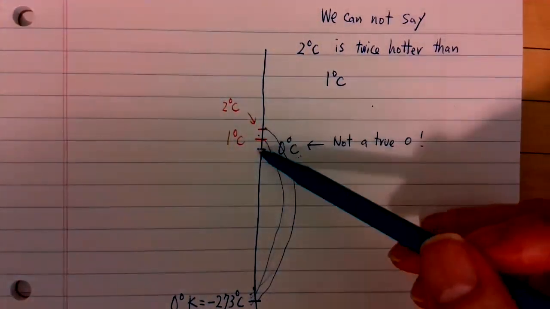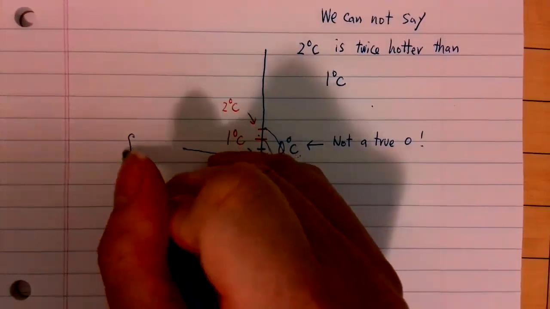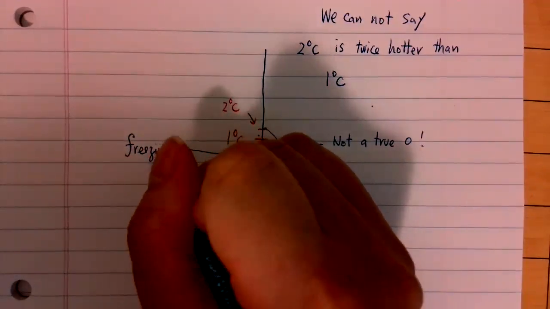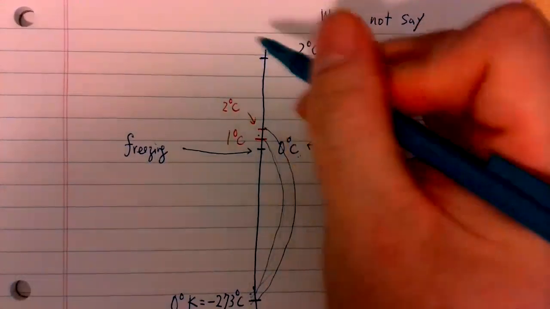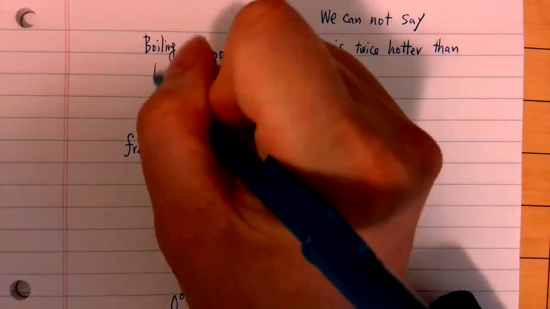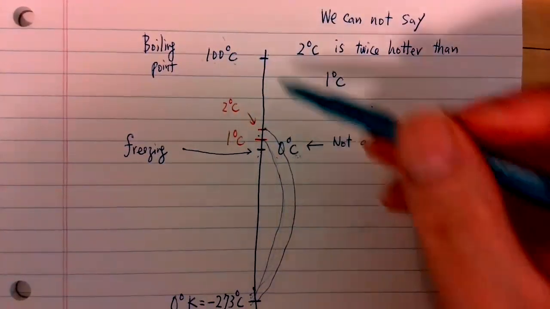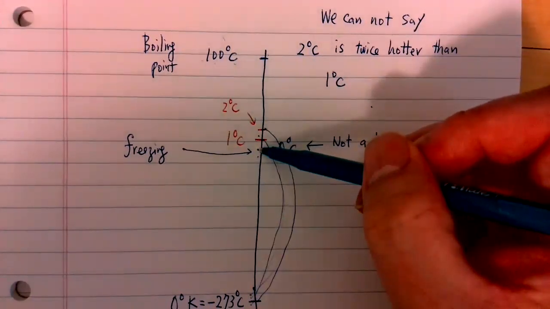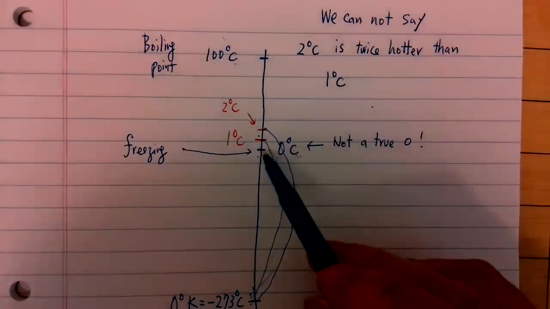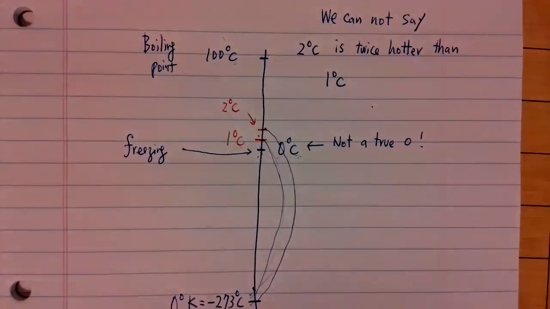Okay? Then how did people invent this? Well, if you read in high school, 0 degree Celsius is the temperature at which water becomes ice. Right? And what is 100 degrees Celsius? This is the boiling point. And from 100 degrees Celsius to 0 degrees Celsius, we subdivide it into 100 equal intervals. Each one is 1 degree, okay? Since this is not a true zero, you can never say 2 degrees Celsius is 2 times hotter than 1 degree Celsius. That's wrong.